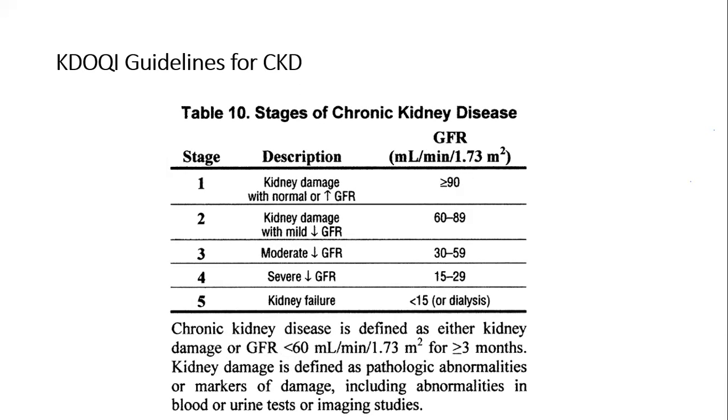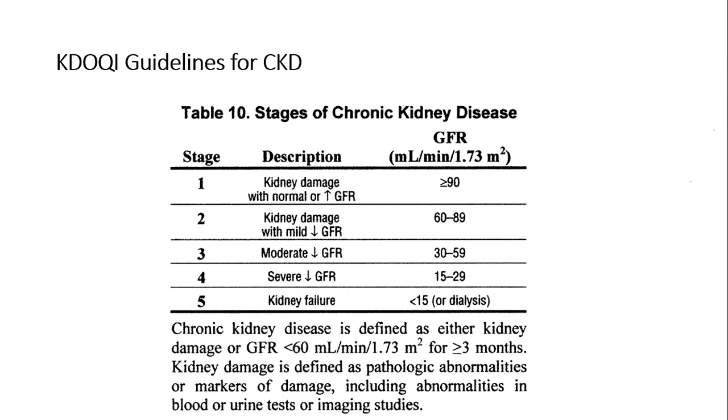So stage 1 is kidney damage with normal GFR, and the GFR is more than or equivalent to 90 mL per minute. Stage 2 is kidney damage with mild decrease, 60 to 89. Stage 3 is moderate decrease, 30 to 59. This is for KDOQI, stage 3. Stage 4 is 15 to 29. Stage 5 is kidney failure, less than 15, or the patient is on dialysis. Any patient who's on dialysis is a KDOQI stage 5. That means he's functionally anuric.